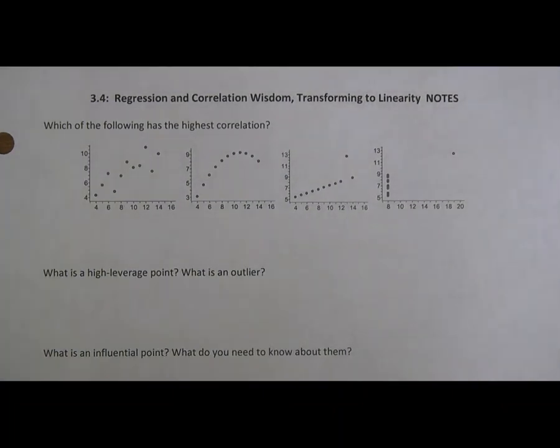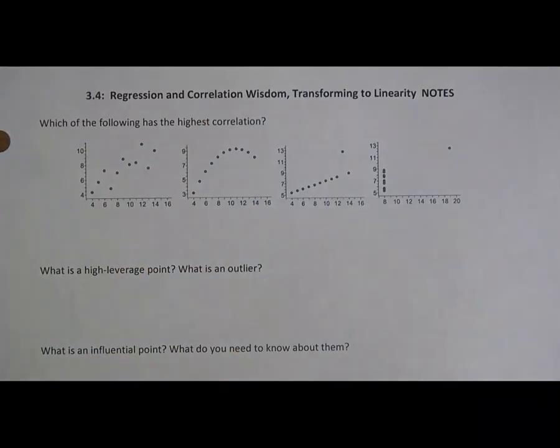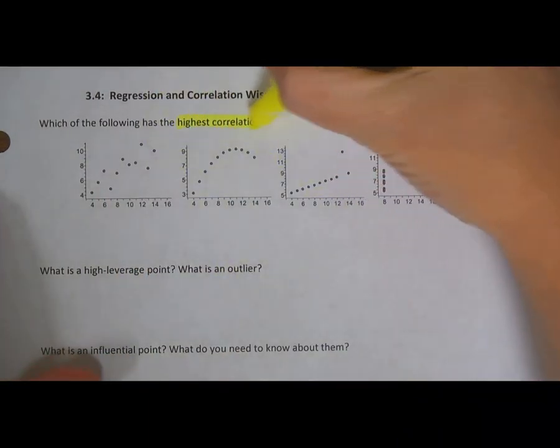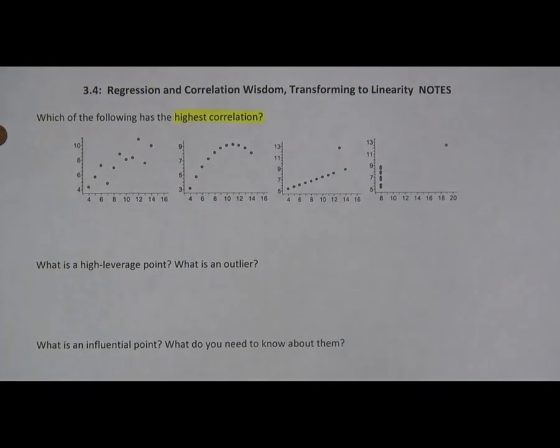So look at the very first question in the notes. Out of these four scatter plots, which has the highest correlation? Which has the highest R value? What do you guys think? It's kind of a trick question.